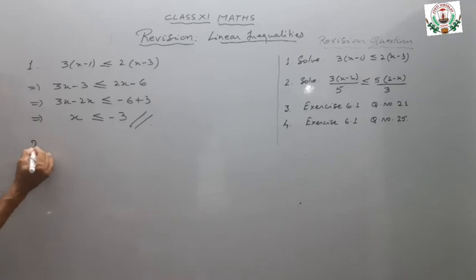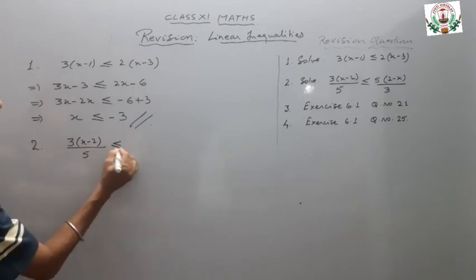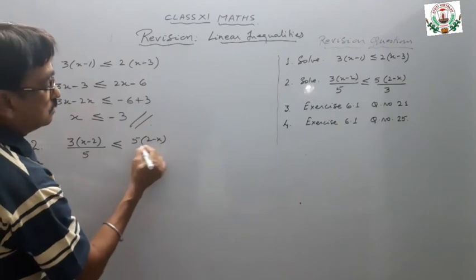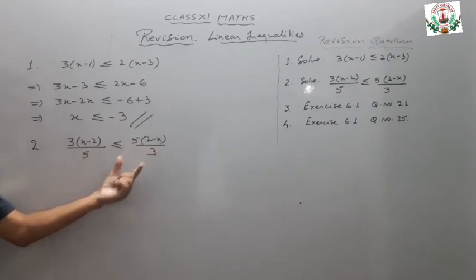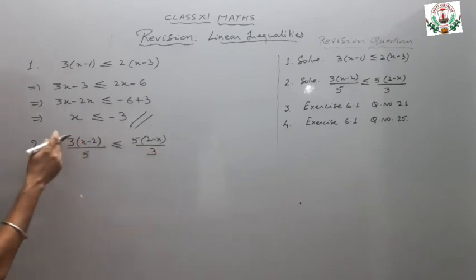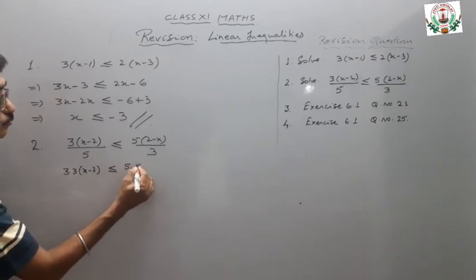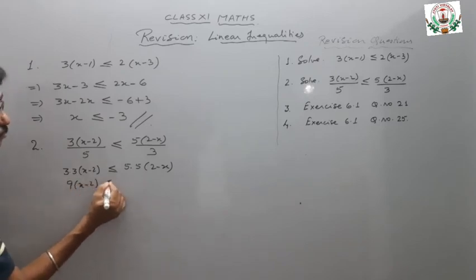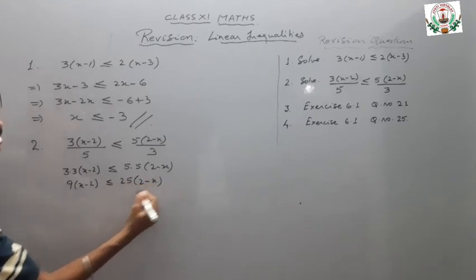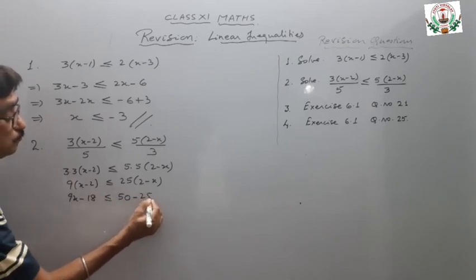Now the question number 2. 3 into x minus 2 upon 5 less than or equals to 5 into 2 minus x upon 3. Whenever you do the cross multiplications, left side numerator must be in the left side only and right side numerator must be in the right side only. So we are going to multiply here, 3 into 3x minus 2 less than or equals to 5 into 5, 2 minus x. So 3 into 3, 9, x minus 2 less than or equals to 25, 2 minus x. So 9x minus 18 less than or equals to 50 minus 25x.